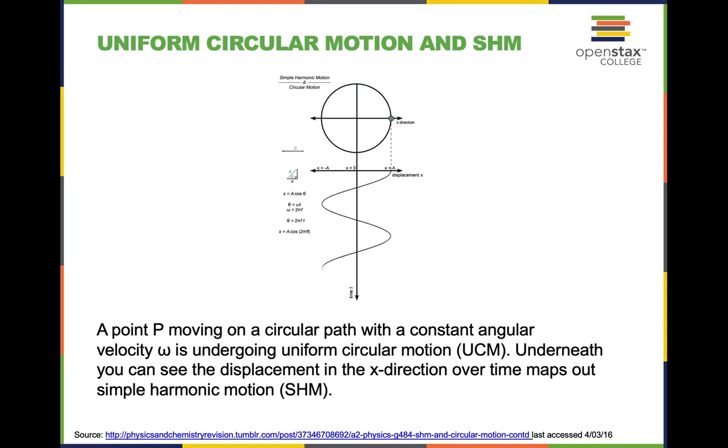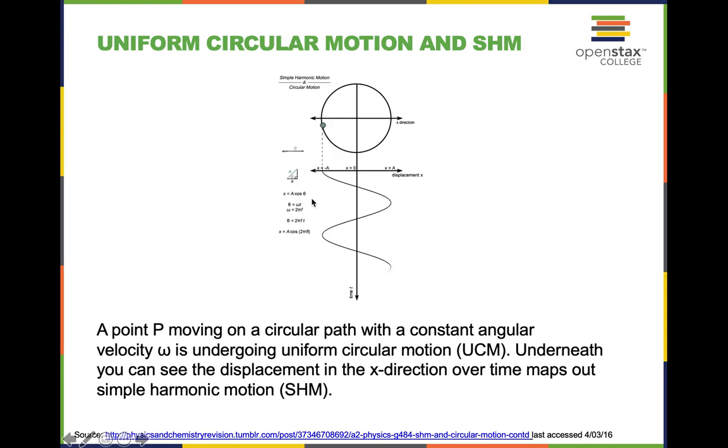So for uniform circular motion and SHM, you have a point moving in a circular path with a constant angular velocity omega, undergoing uniform circular motion, UCM. Underneath, you can see that the displacement in the x direction over time maps out a simple harmonic motion. So here, you can see that even though it's going in a circular path, over time, it's just a wave, right? Where your x can equal A, which is your amplitude. Remember, your amplitude is how far away the displacement is from the original position.